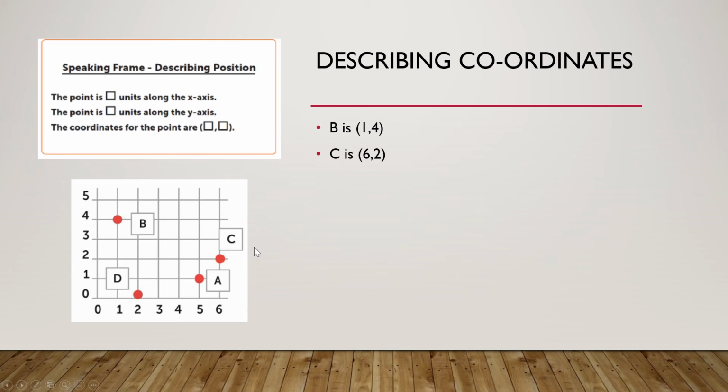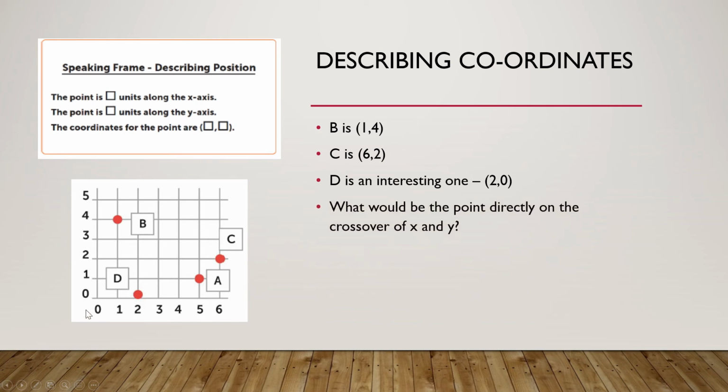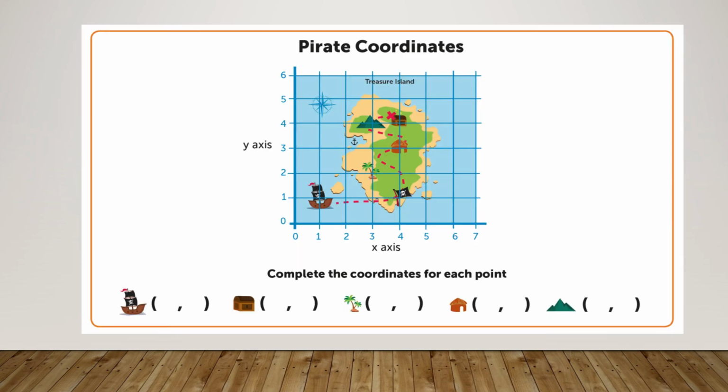For D, D is a little bit of a tricky one. It's 2 along and then it's 0. It's not actually up here, so it's 0. Using that, do you think you could tell me what would be the crossover point of 0 and 0 here? The bit here, I'll put an X on it. Well, in this case, it would be (0, 0), which you can have. You can have zeros.